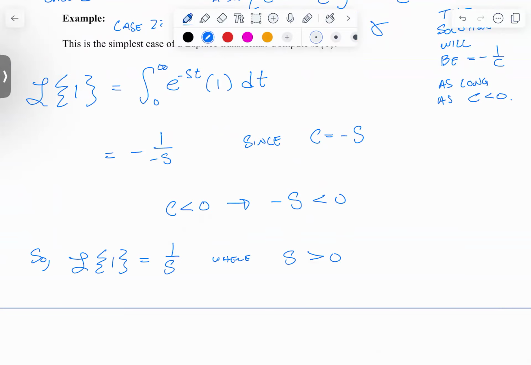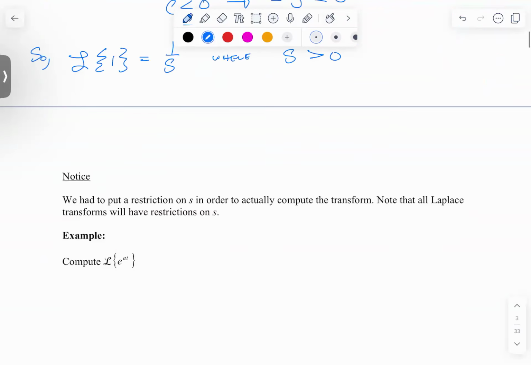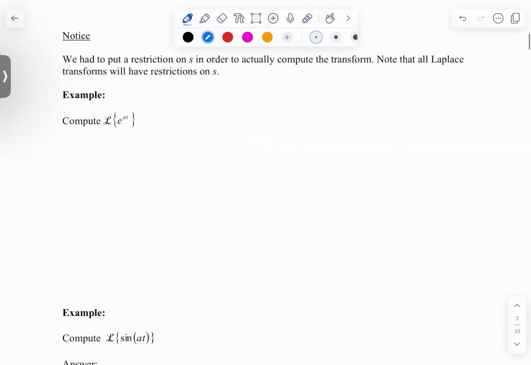And then some will have further restrictions, like s greater than 5 or whatever. Unless something in the problem identifies it, if it's not specified, s is greater than 0. There may be some where s is greater than negative values, so it depends on the problem. But if you can't identify a restriction, it's s greater than 0.